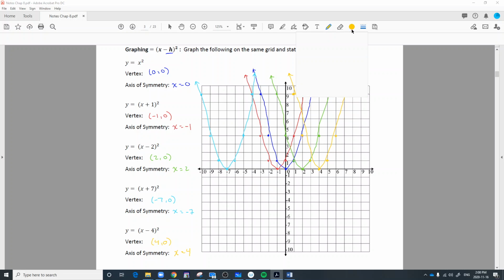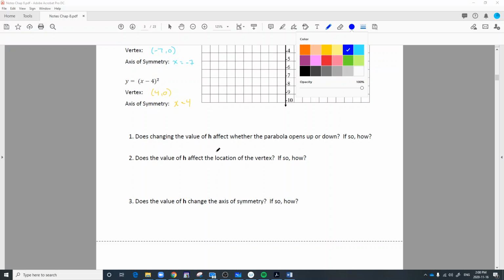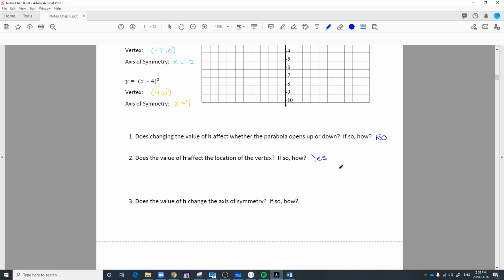Okay, so let's answer the questions at the bottom. In summary, does changing the value of h affect whether the parabola opens up or down? No, the value of a did that. Does the value of h affect the location of the vertex? Heck yes. If the equation is y equals x plus 2 all squared, that moves it left 2, and my vertex would be at negative 2, 0. If it was x minus 3, then I'd go right 3, and I would have a vertex at 3, 0.